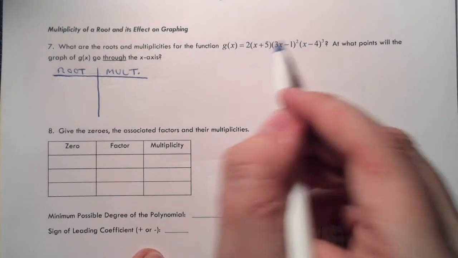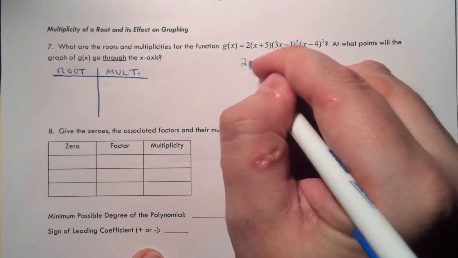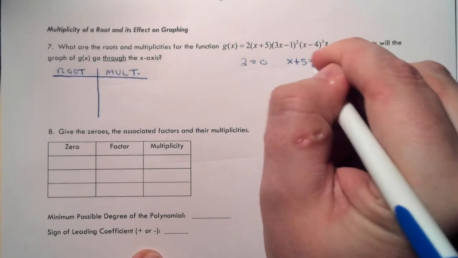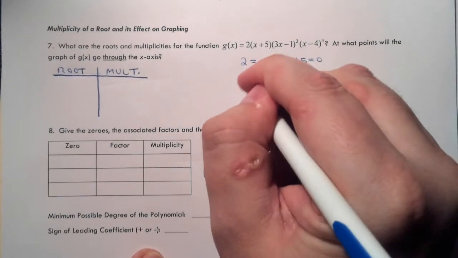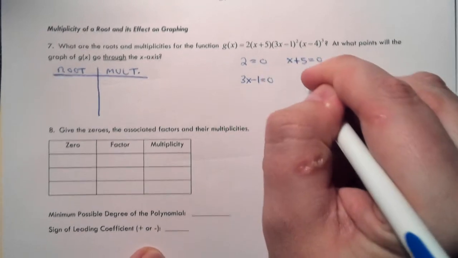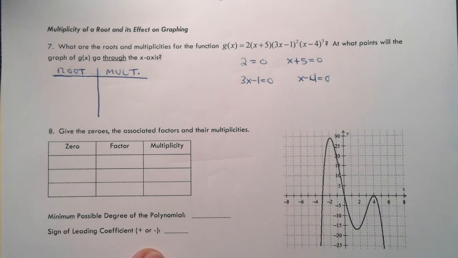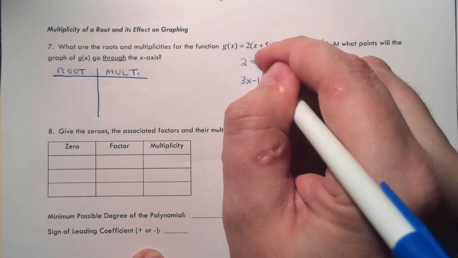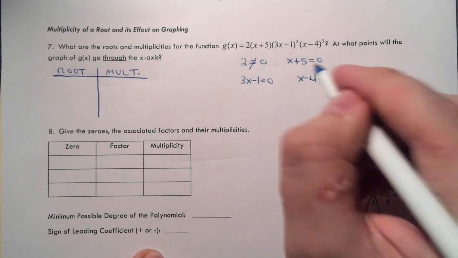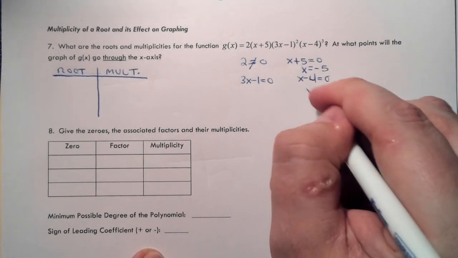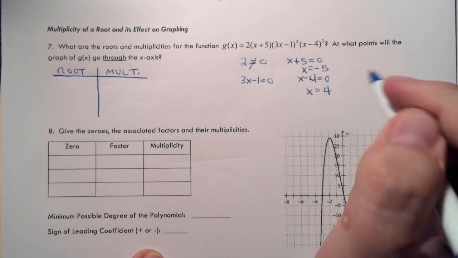I see 4 factors right here. They are 2, x plus 5, 3x minus 1, and x minus 4. And I set these equal to 0 and solve. 2 does not equal 0. This is an equation with no solution. If x plus 5 equals 0, x equals negative 5. If x minus 4 equals 0, x equals 4.